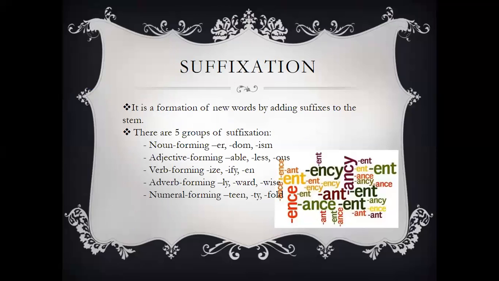And suffixation. Suffixation is the formation of new words by adding suffixes to the stem. And we must add these affixes to the end of the word. There are 5 groups of suffixation: noun forming, adjective forming, verb forming, adverb forming, and also numeral forming. For example, noun forming suffix er. Er is used for the person who does an activity. For example, write, writer, paint, painter, work, worker.